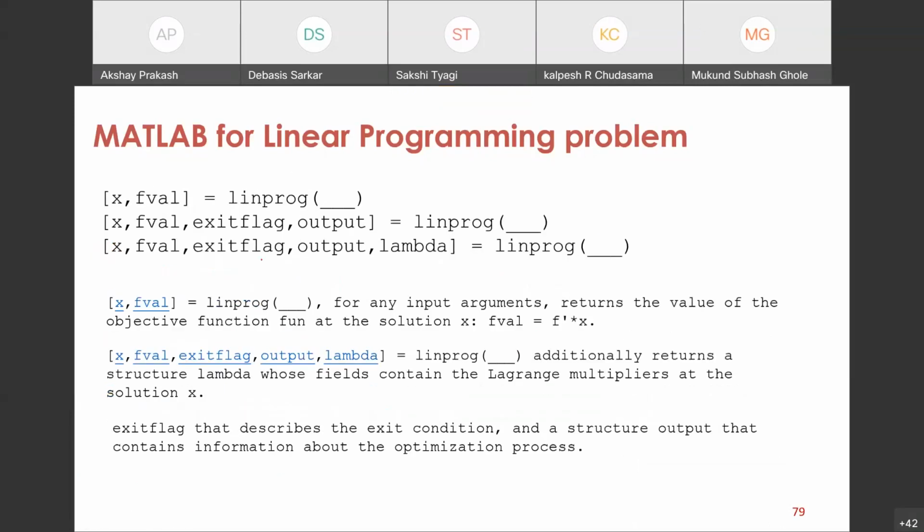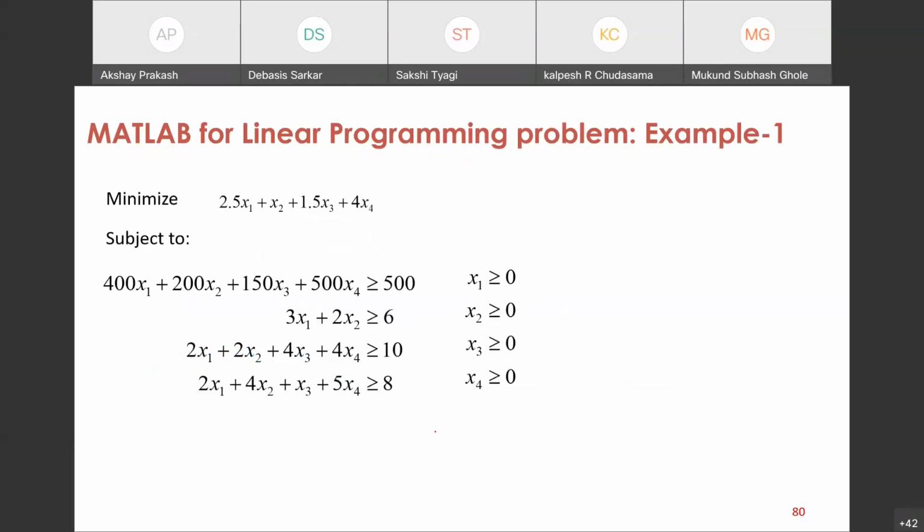Here, linprog not only returns the objective function value. This is the objective function value. Exit flag tells why it stopped, whether it stopped successfully, and so on and so forth. Okay. So oftentimes we require these fval and exit flag. Now let us take a quick example.